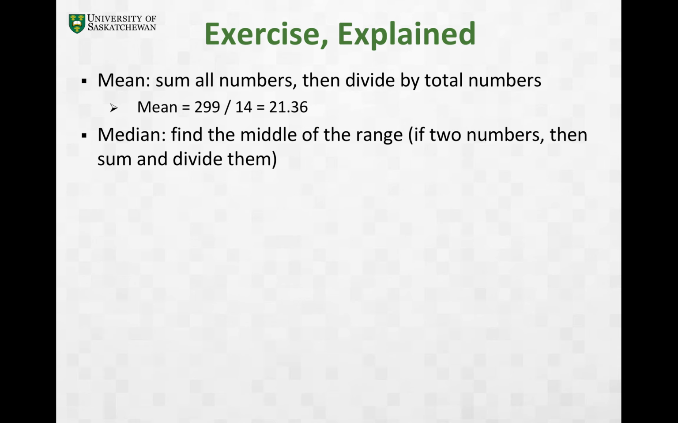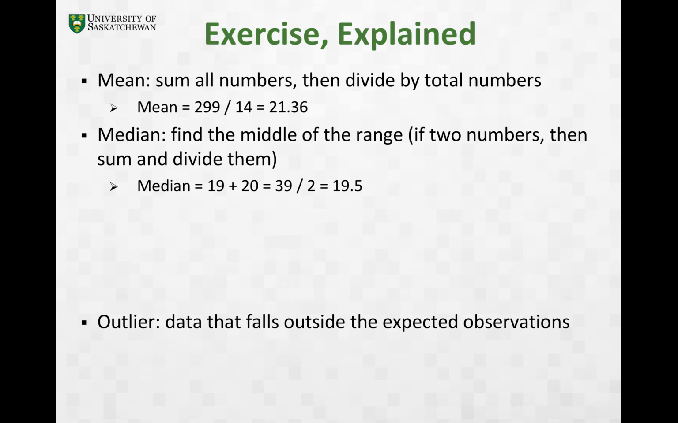In this particular case there are two middlemost numbers. If we arrange everything from smallest to largest, we come to the middle and find that 19 and 20 are the middle two numbers. We add them together and divide by 2, and that gives us a median age of 19.5. Well, we've also got to find the mode, but apparently I've set things up a little bit out of order here. So we're going to pause and quickly take a look at the outlier.